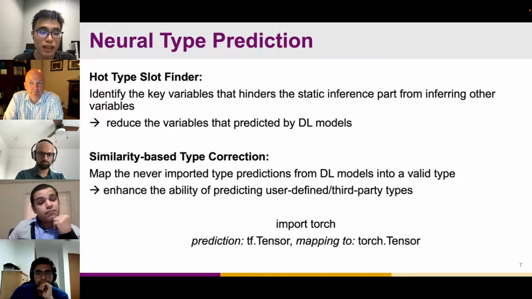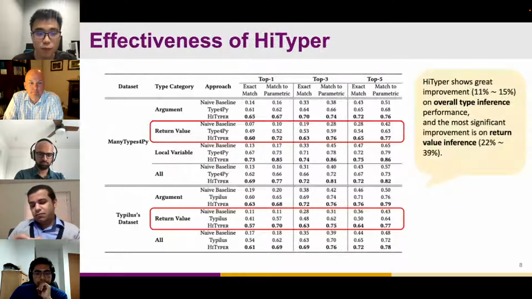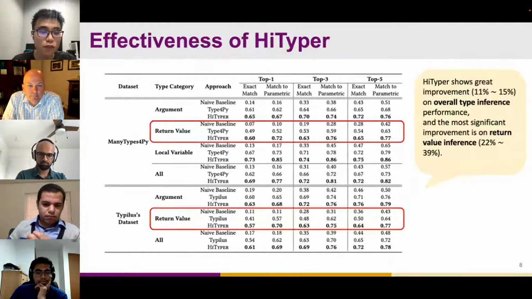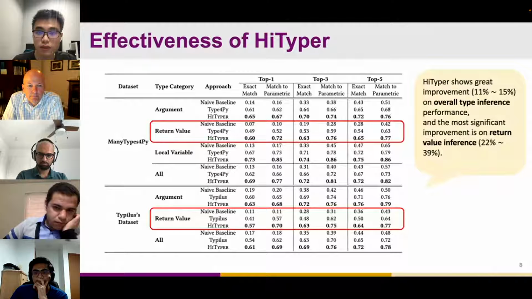And this slide shows the performance of our tool. As we can see, HiTyper shows an 11 to 50% improvement on the overall type inference. And the most significant improvement is on the return value inference, which is about 20 to 40%.